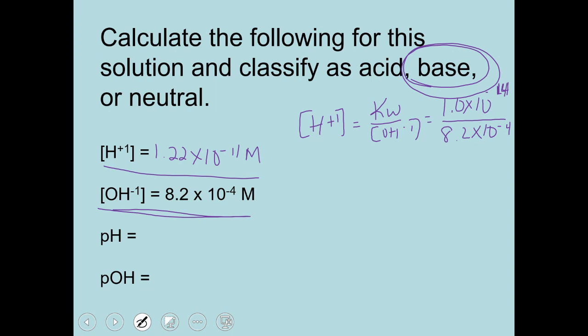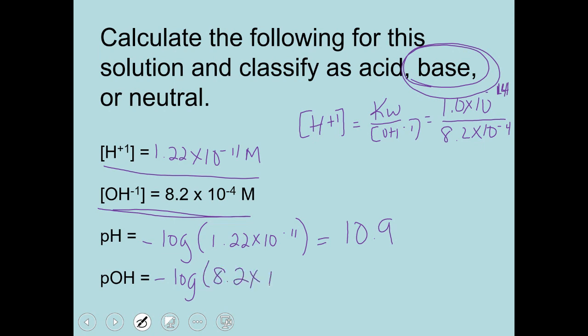Okay. So the pH is going to be the negative log of the hydrogen. So let me calculate that. And I got 10.9. The pOH is the negative log of the hydroxide, and that's going to come out 3.1.